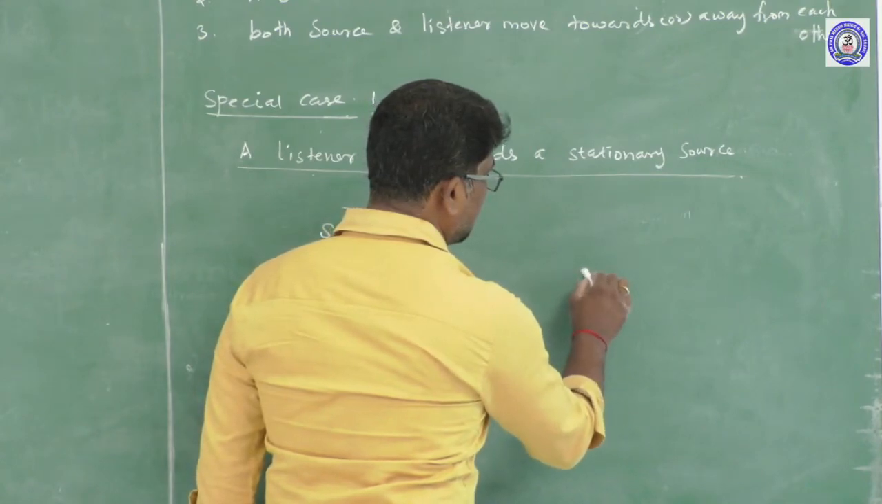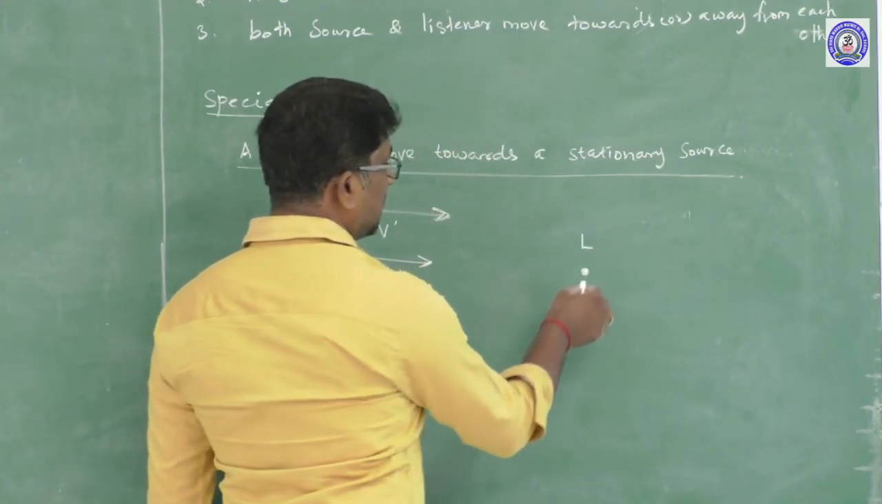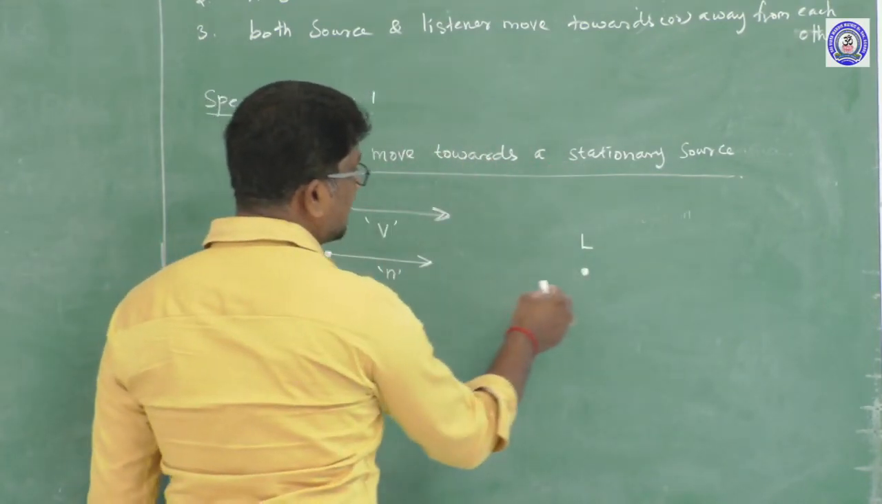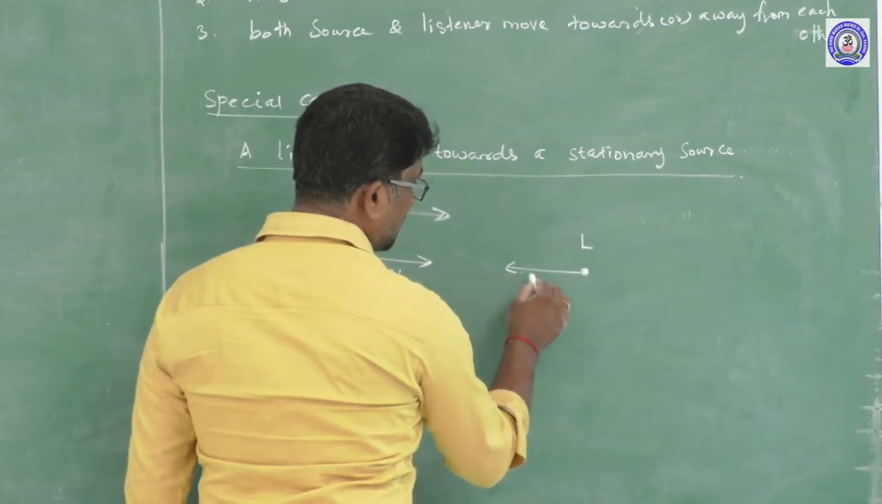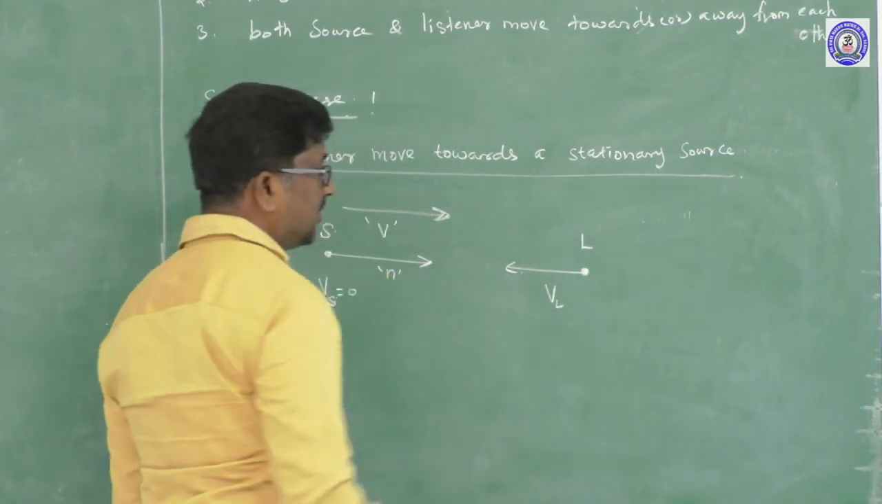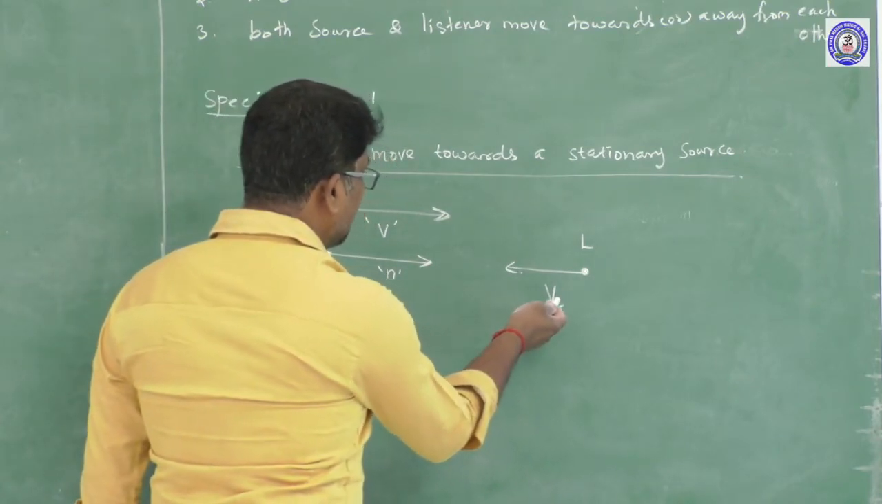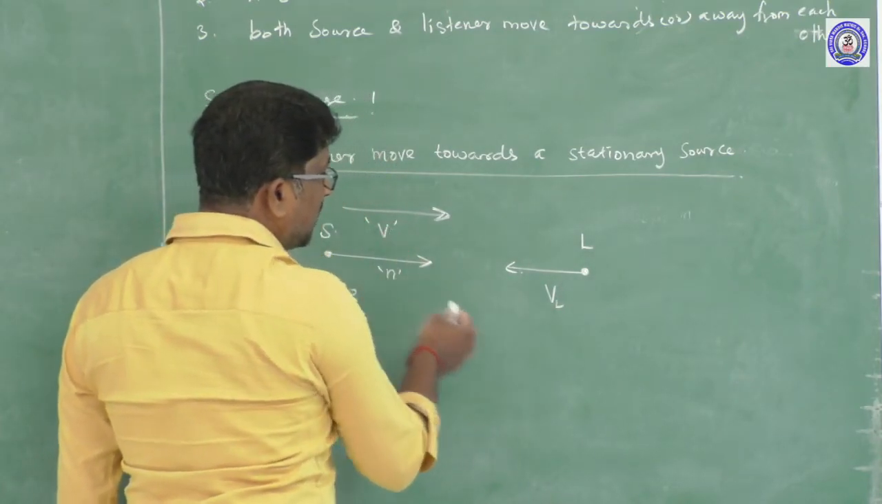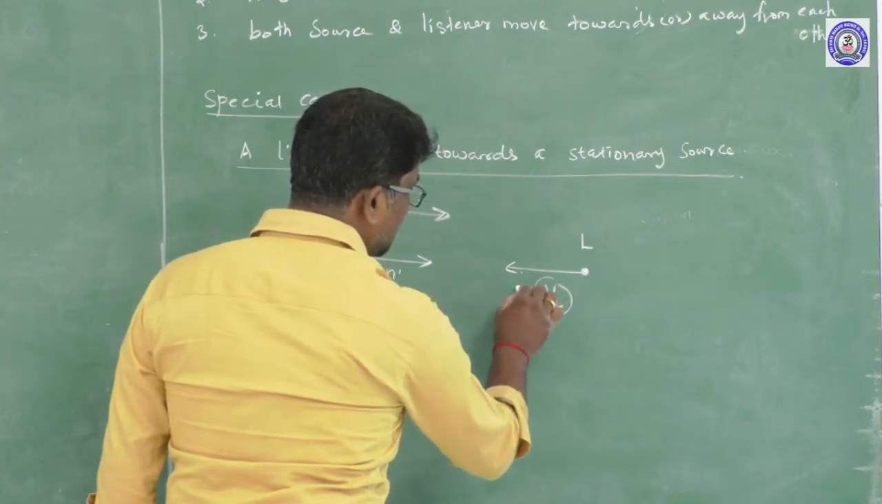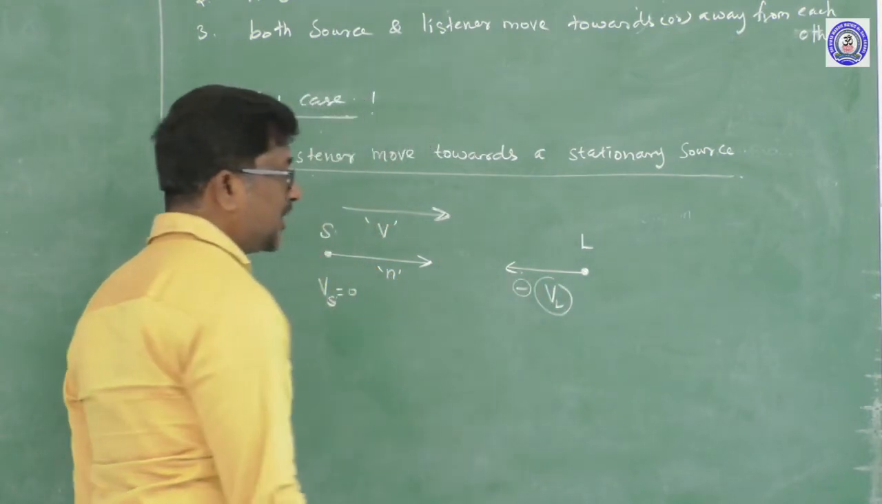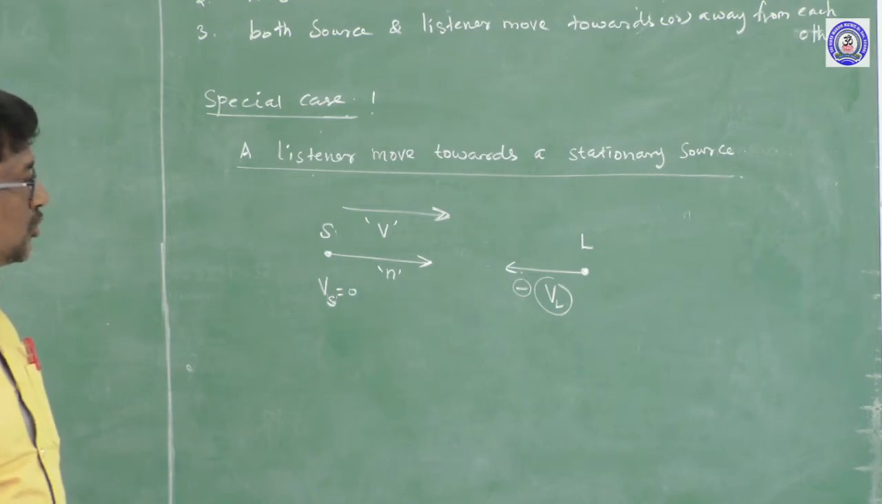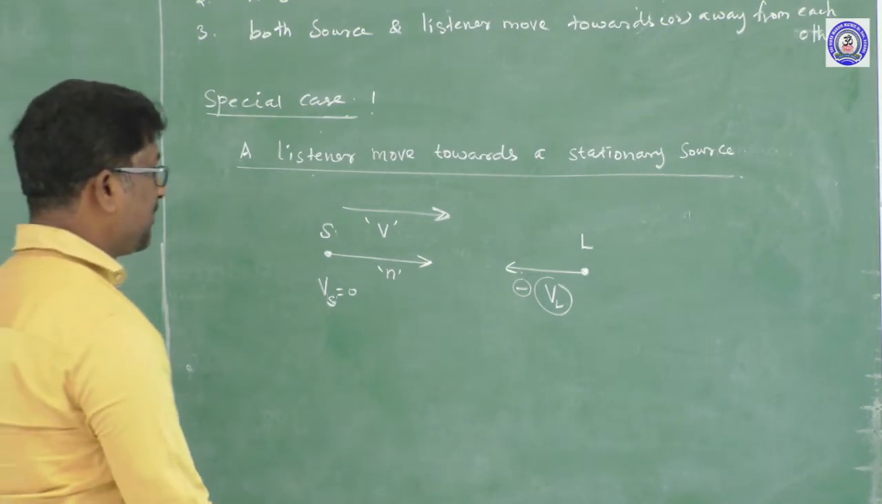This is the listener. The listener is moved towards the stationary source, suppose with the velocity of VL. Here VL is opposite to the direction of V, so this value is taken as negative. That is, the velocity of the listener should be taken as negative.